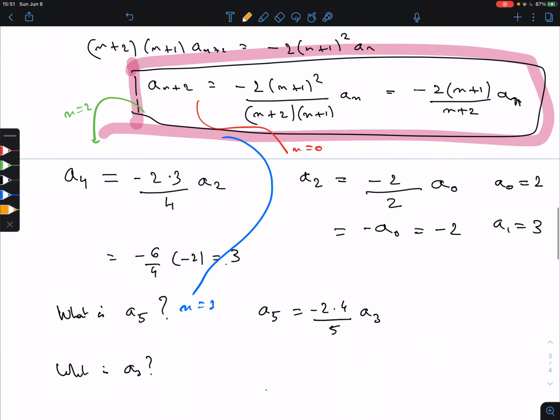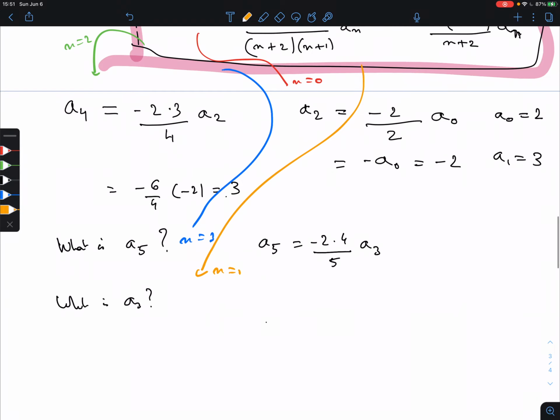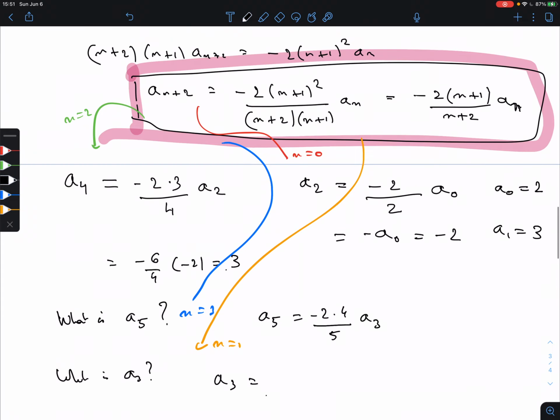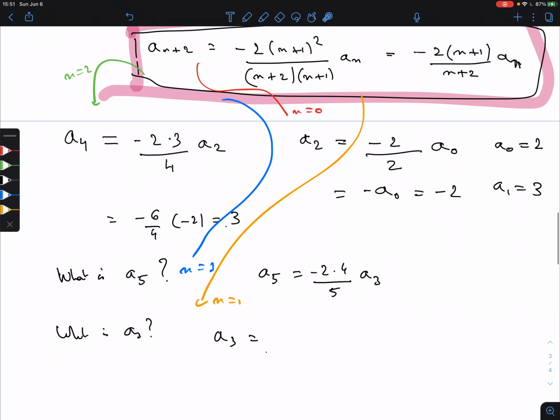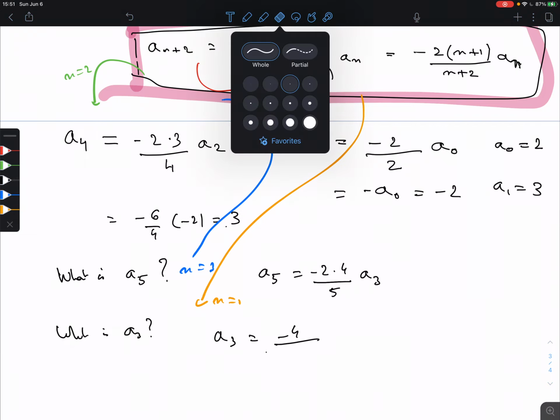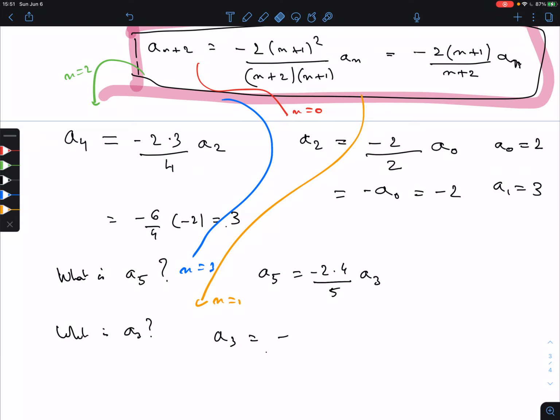Okay, so what should we plug in now? n is 1, right? So you see we have been plugging in all the n's, 0, 1, 2, and 3. So let's see what we get. On the left-hand side we get a3 now. If we're plugging n equals 1 here, we get minus 2 times 2, that is minus 4. Well, let me write it up in parts so that you see where it comes from. So minus 2 times 2, and in the bottom I get 3 a1. But I know a1. a1 is 3. So this is minus 4/3 times 3, so this is actually negative 4.